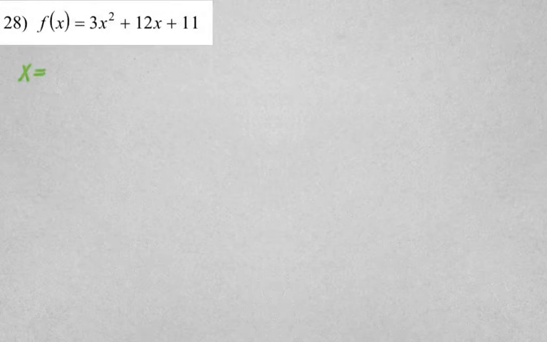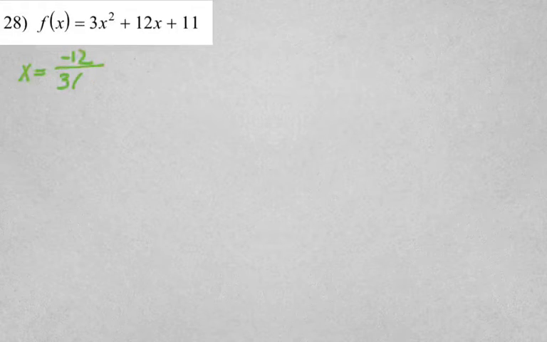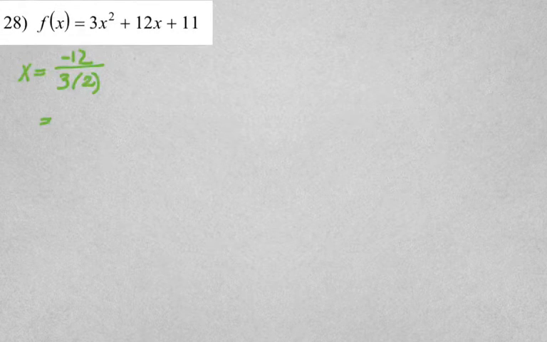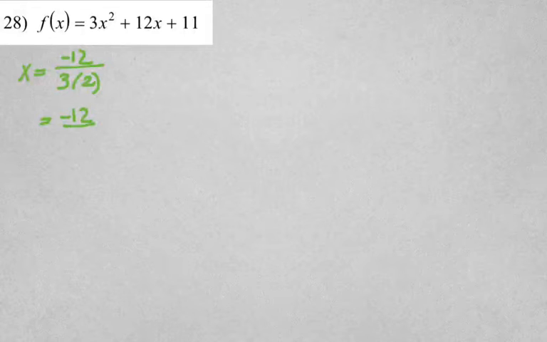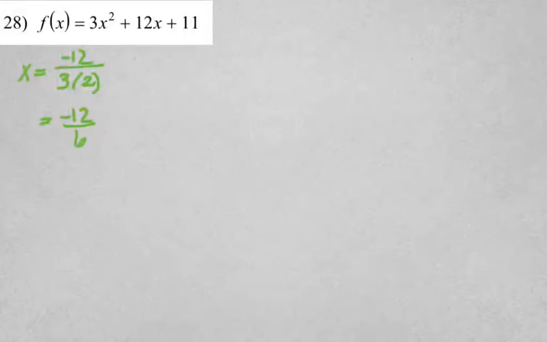And the last one like this we have is the number 28. And number 28, again, to find the x value, opposite b, so negative 12 divided by 3 times 2. And so negative 12 divided by 6 gives me a negative 2.